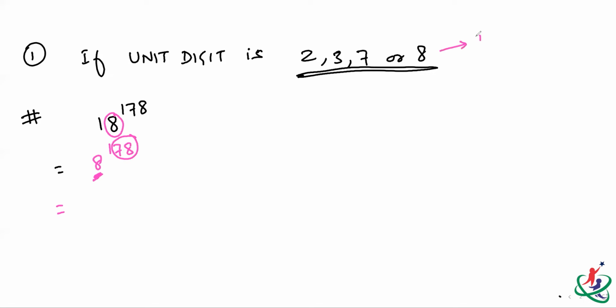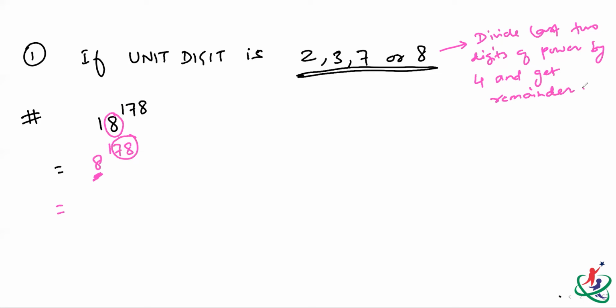Right? Rule says divide, I'll write last two digits of power by 4 and get remainder. क्या फायदा होगा? The obtained remainder will become its final power.